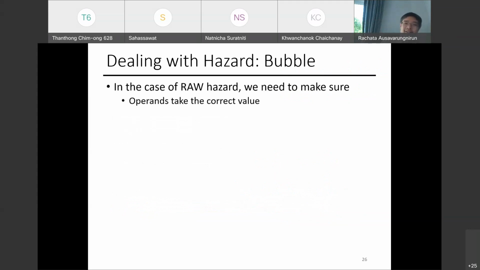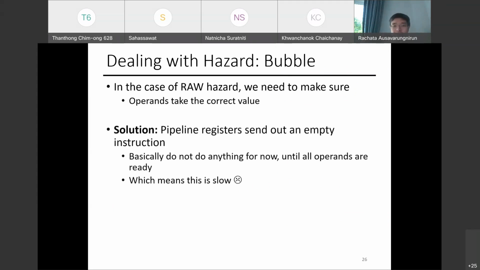In case of a RAW data hazard, we need to make sure the operands take the correct value. So our pipeline register is going to send out an empty instruction, doing nothing, until that earlier instruction is in the write back. The downside is it's going to be slow, right? This is safe because I'm going to wait until I know the data in the write back. Once we're in the write back, for sure that's the correct result, so I can resume.